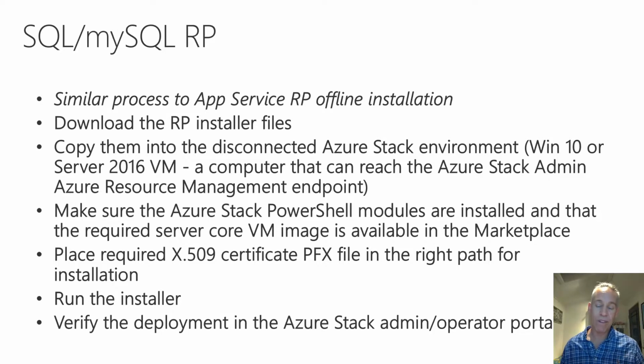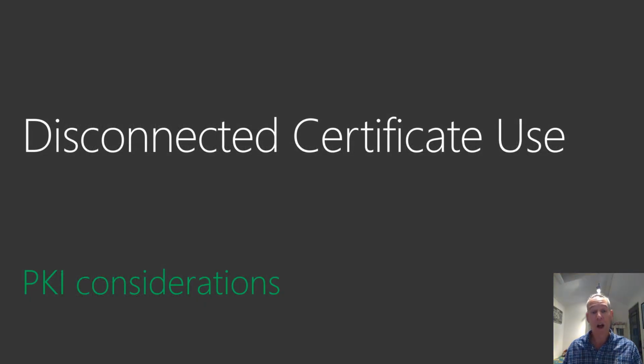So from a Windows 10 or a Server 2016 virtual machine or higher, make sure you've got all the PowerShell modules and that you've got the right VM images already in your marketplace, because the SQL resource provider needs some images to be ready to deploy the solution on. Make sure you've got all the certificates in a PFX file, and then you run the installer. At the end, you would verify the deployment the same way as you just did with the app resource provider. Again, this is a copy from the internet to deploy in the disconnected environment.